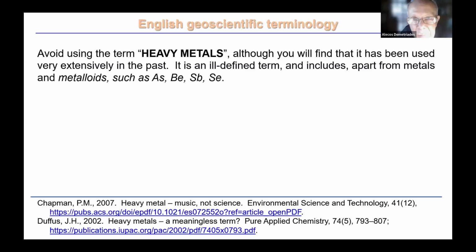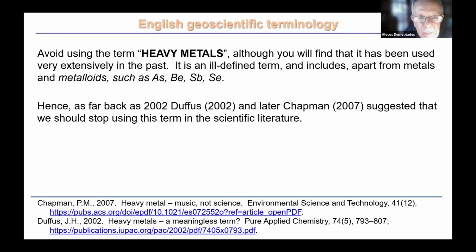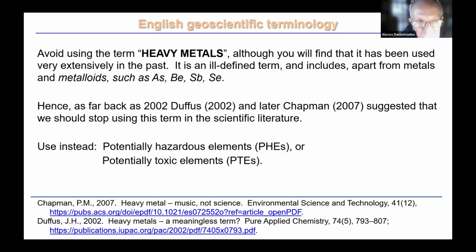Avoid using the term heavy metals, something that I have seen in many, many presentations, although you find that it has been used very extensively in the past. It is an ill-defined term and includes, apart from metals, metalloids such as arsenic, beryllium, antimony, and selenium. Hence, as far back as 2002, Duffus and later Chapman suggested that we should stop using this term in the scientific literature. Use instead potentially hazardous elements or potentially toxic elements.